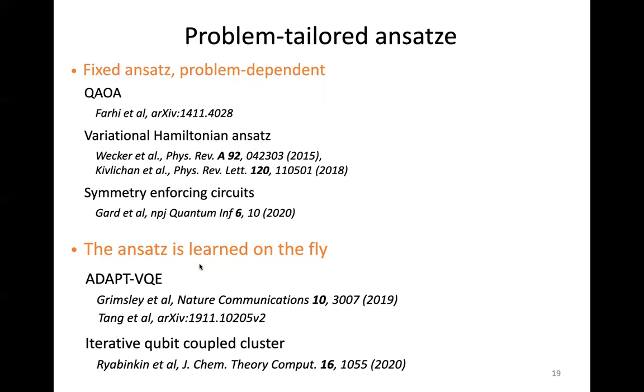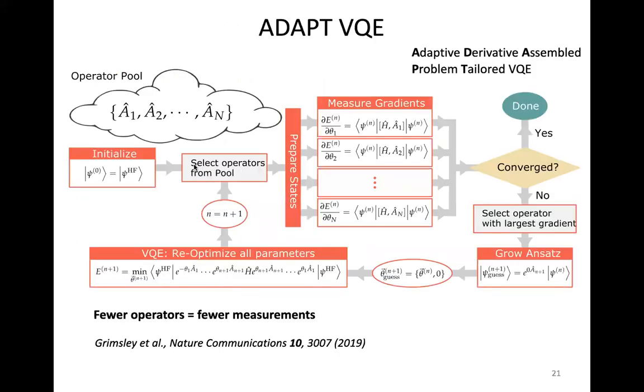But there are also others. For example, I would like to tell you about this novel algorithm, which is called ADAPT-VQE, which we are working on at Virginia Tech. ADAPT-VQE starts with a concept called operator pool. The operator pool is just a set of operators that we are going to use to build our ansatz. So we have a number of operators, and what we do with this algorithm is the following.